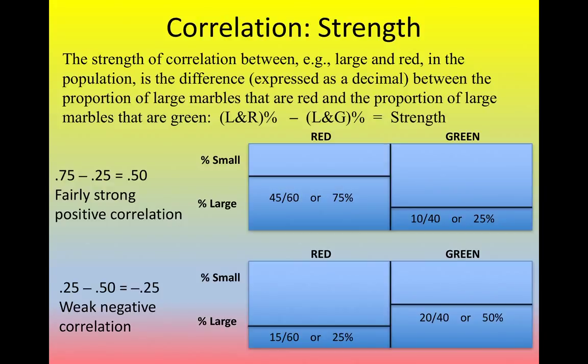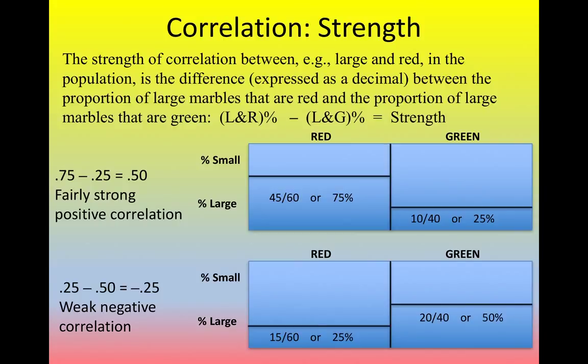for this first distribution. In the lower distribution here, this second rectangle, the proportion of large red marbles is 25%, while the proportion of large green marbles is 50%. Subtracting, we get 25% minus 50% equals negative 0.25. This is a negative number, which in this case means knowing the marble is red reduces the probability that it is large.